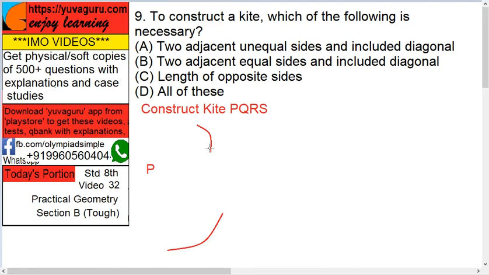Option A, two adjacent unequal sides and included diagonal. Okay, let's start with A. Let's construct the kite PQRS. Start with point P. So with option A, you'll keep the compass at point P and draw an arc over here, because two unequal sides are known. This is smaller, this is longer. Let's say this is 5, this is 7. So you'll draw this arc at 5 and draw this arc at 7.